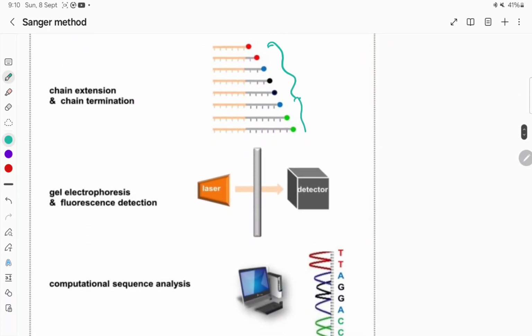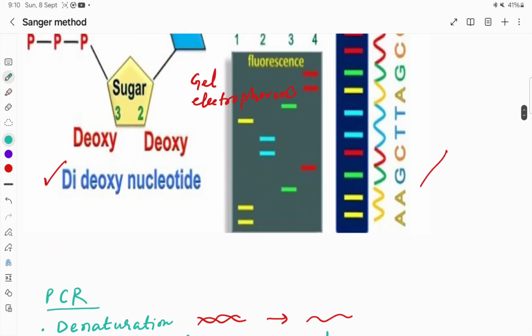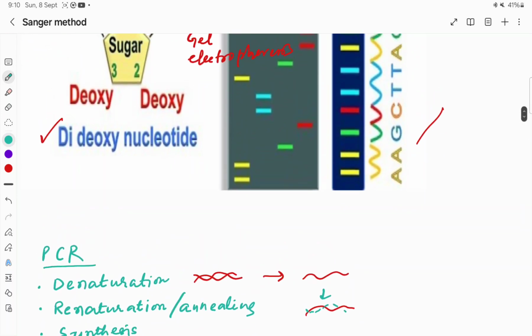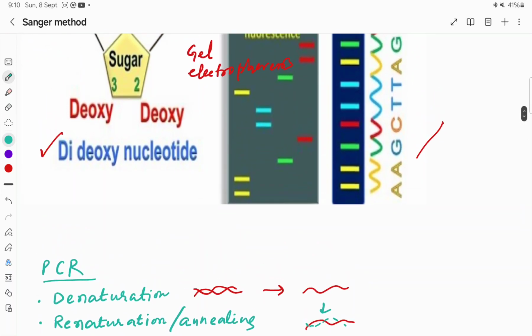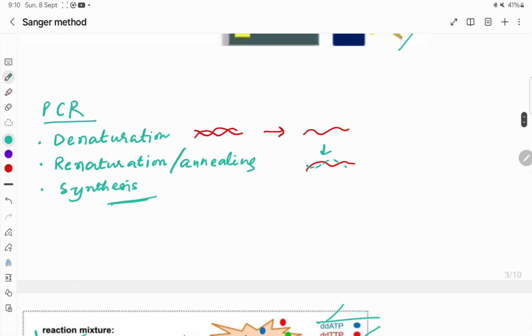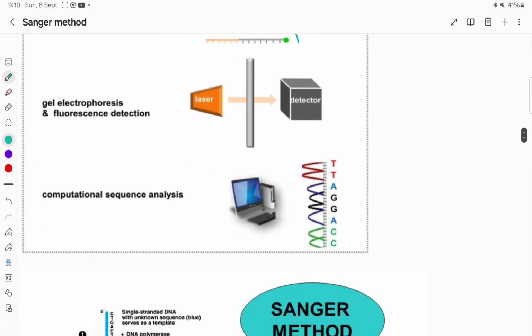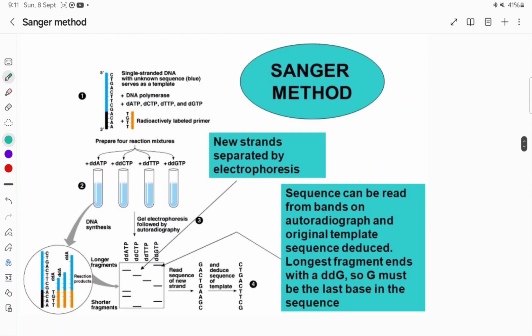These fragments will run through the gel electrophoresis shown here. The larger fragments will remain at the bottom, and the smaller DNA fragments will move upwards, and then we can analyze them. So, gel electrophoresis and fluorescence detection, followed by computational sequence analysis. You can see here now.